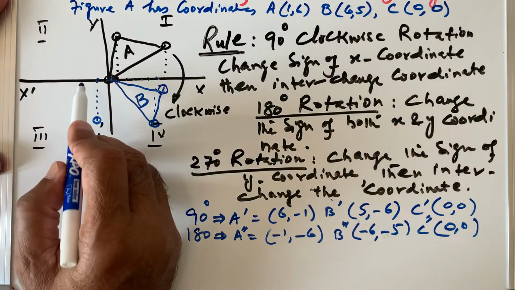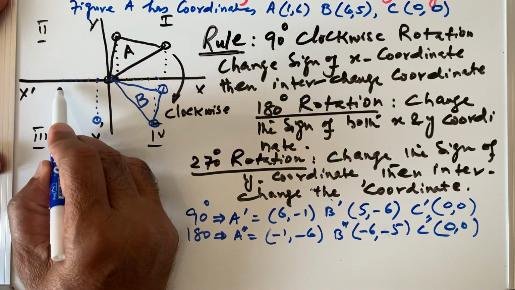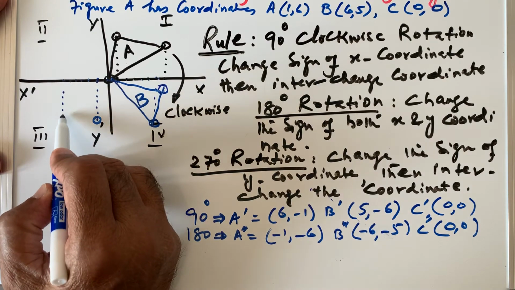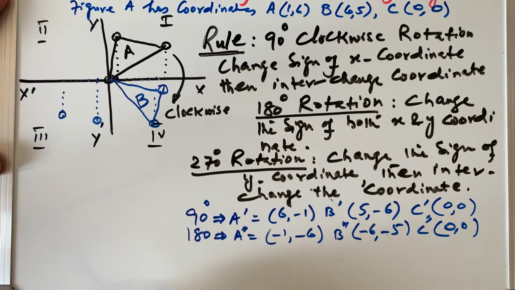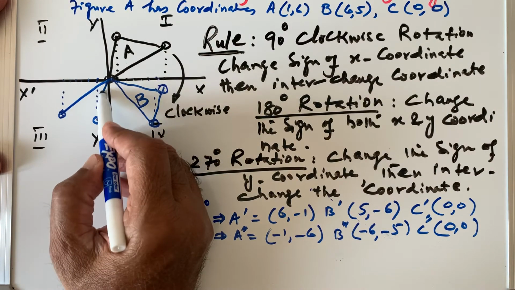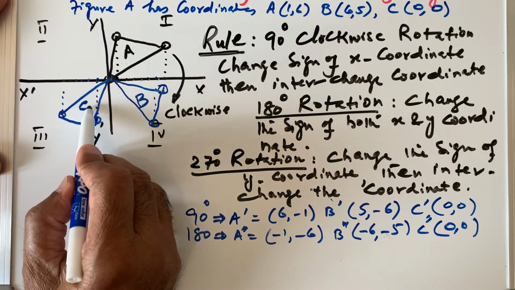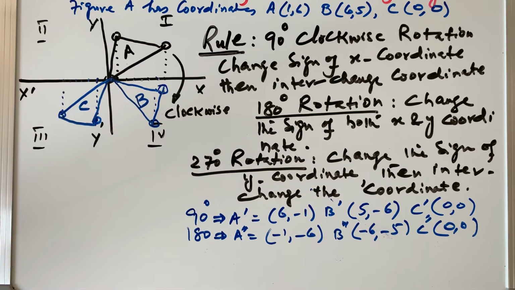Minus 6, minus 5. 2, 3, 4, 5, 6. Minus 6, 1, 2, 3, 4, 5. Right? Then 0, 0 is here. So we join the triangle. It looks like this. This is my C triangle, right? It is rotated by 180 degrees.